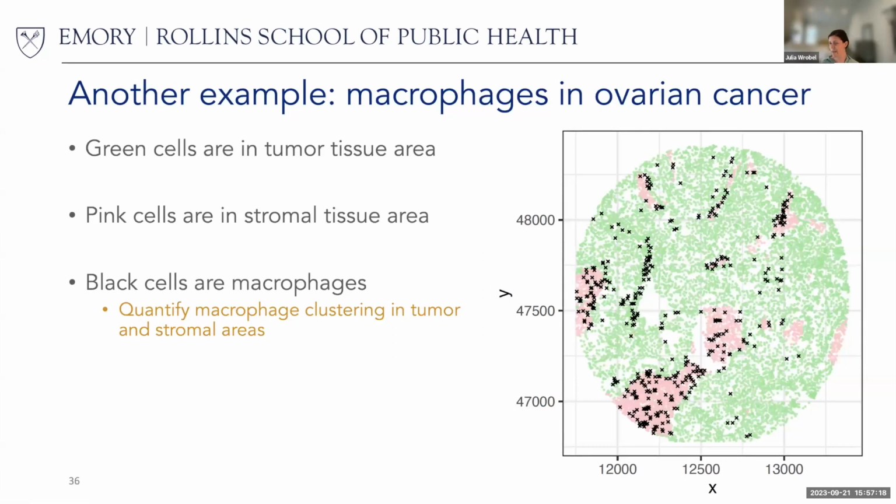Here's just another example of a spatial point pattern of multiplex imaging data. In this example, the green cells are in tumor tissue area, the pink cells are in non-tumor tissue area, and then the black cells are macrophages, which is a type of immune cell.